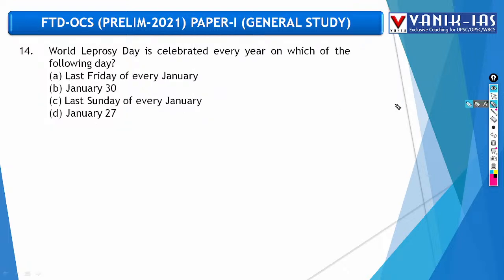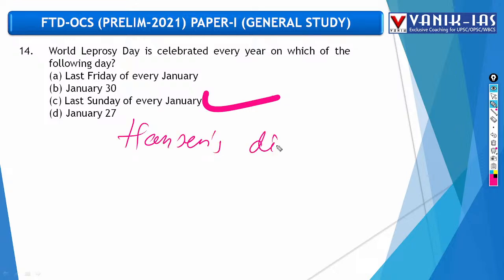Next, World Leprosy Day. World Leprosy Day is celebrated every year. On which day? It is the last Sunday of every January, January 27. Leprosy is also called Hansen's disease. Remember, Hansen's disease.